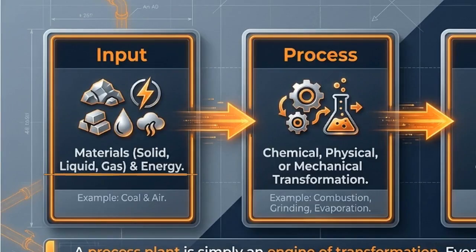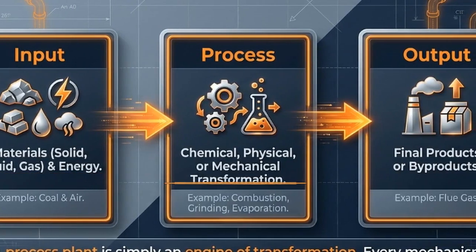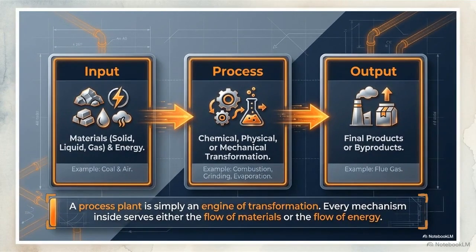This flow starts with raw inputs, like materials and energy, moving through the center for a physical or chemical change. Finally, we get finished products. Every machine inside exists to either move physical materials or manage the changing energy.